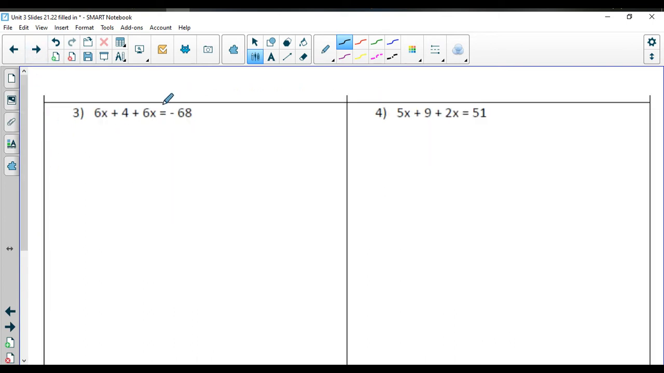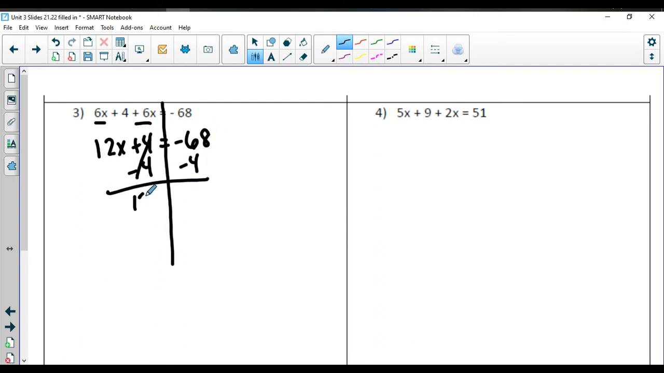Question number 3, you have to combine like terms here. So 6x plus 6x will give me 12x plus 4 more is equal to a negative 68. Subtract away the 4, and I'm going to get 12x is equal to a negative 72. Divide through by 12 on both sides, and we get x equals a negative 6.